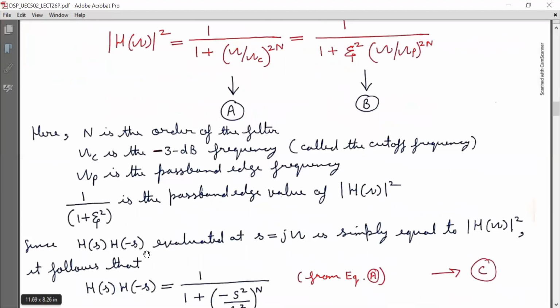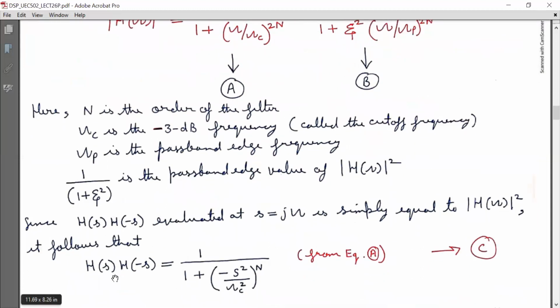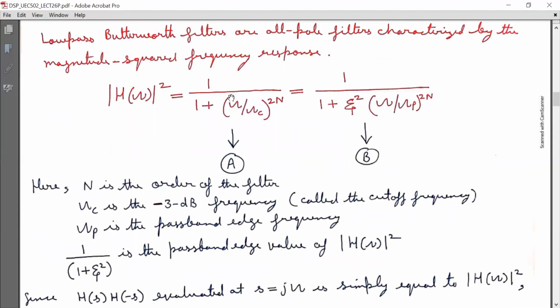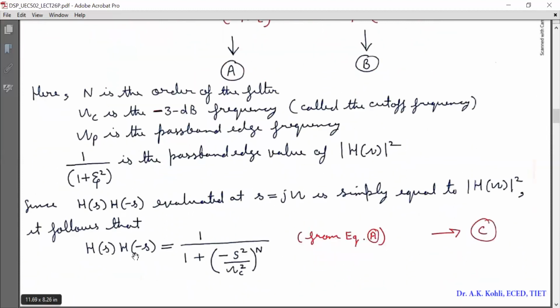Since H(s) times H(minus s) evaluated at s equal to j omega is simply equal to magnitude H(omega) squared, it follows that H(s) times H(minus s) is equal to 1 by 1 plus bracket minus s squared by omega c squared raised to power N from equation A. Mark it as equation C. So if we substitute s equal to j omega in equation A, I can write H(s) times H(minus s) as 1 by 1 plus bracket minus s squared by omega c squared raised to power N. For analog filter design, we need to calculate the poles of H(s) times H(minus s).